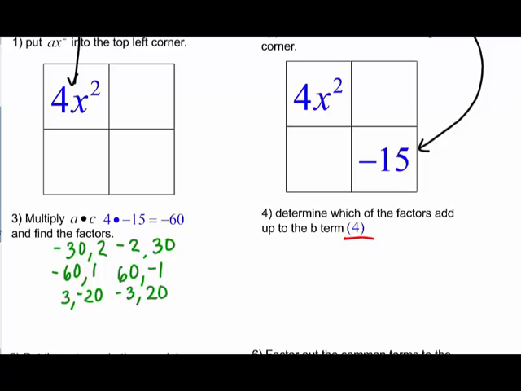So I could do 15 and 4 is a possibility. So 4 and negative 15, or negative 4 and 15. But again, that doesn't get me to that 4. So then there is 5 and 12. So we're getting closer. Sorry, 5 and negative 12. So negative 5 and positive 12. So we're getting closer.